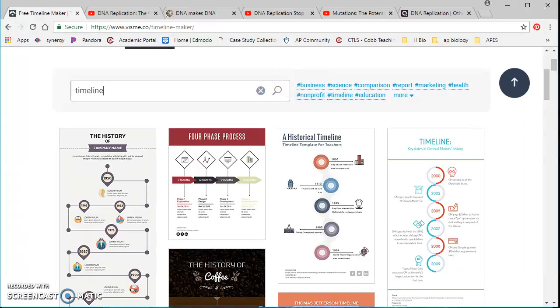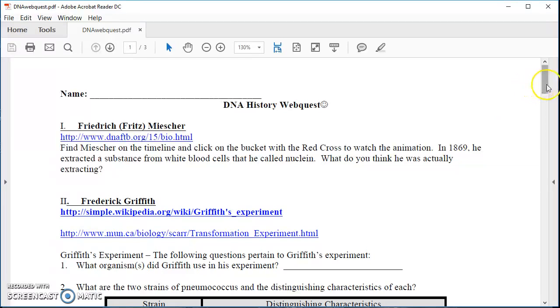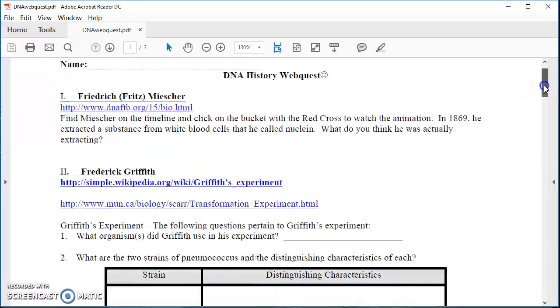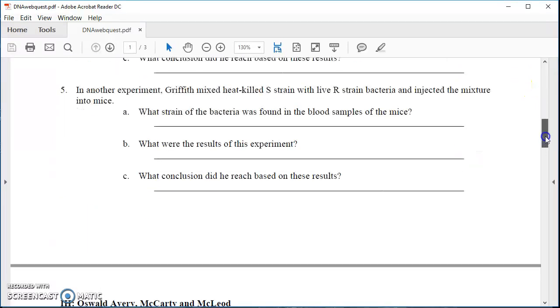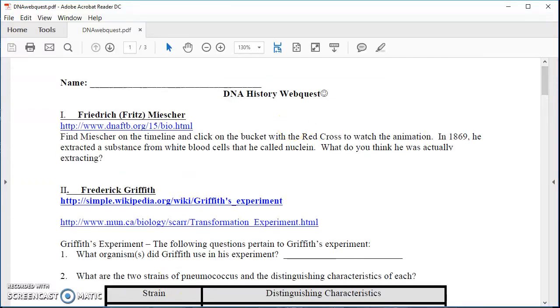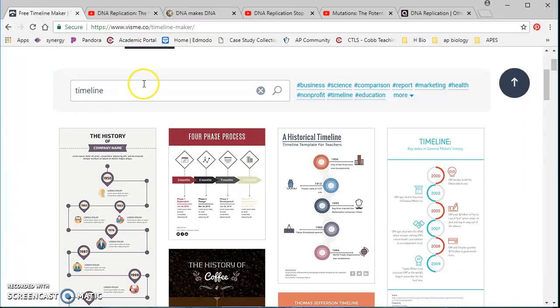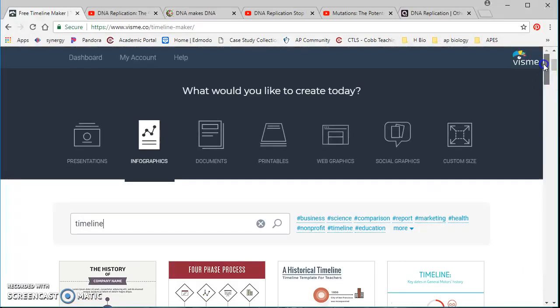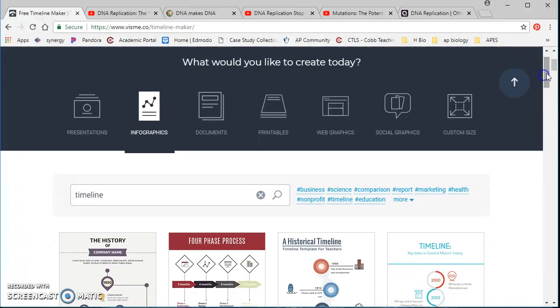I started off the unit with the very first day my kids in the computer lab working on a web quest, going through DNA history and the structure of DNA. They then used this information to create an online infographic timeline, using the website visme.co, their timeline maker.